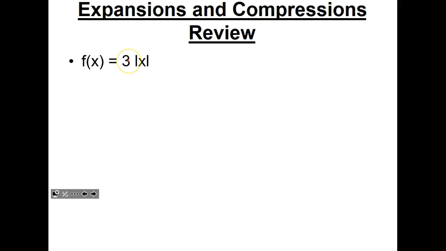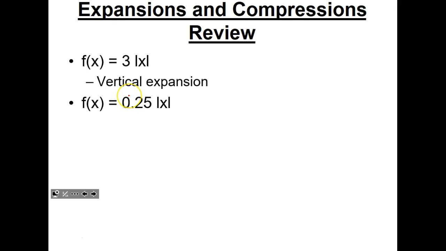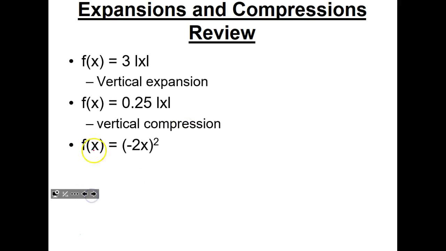If I have a number on the outside like this, that is a vertical expansion. If I have a number that's between 0 and 1 on the outside, that is going to be a vertical compression. If I have a number on the inside, and I don't really know why I chose to put a negative there, it would be the same if it was positive. That negative reflects. That is a horizontal compression.